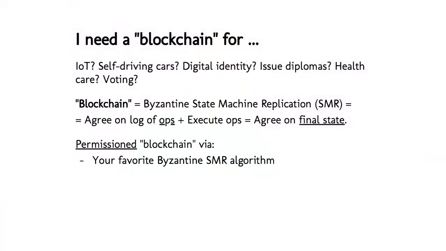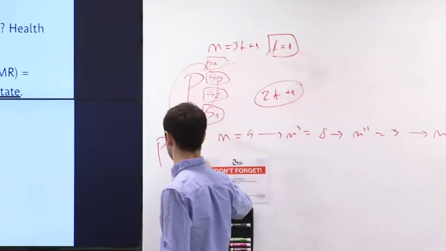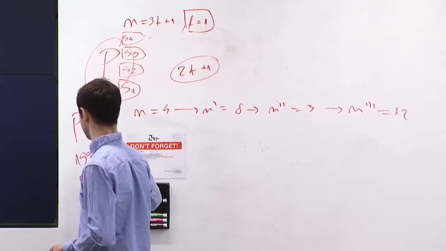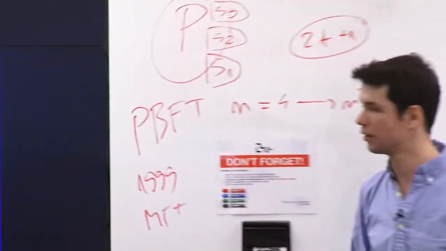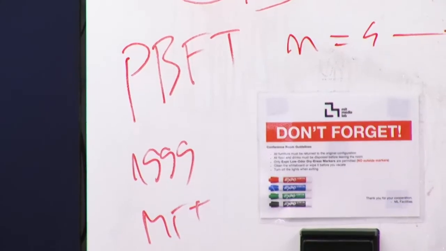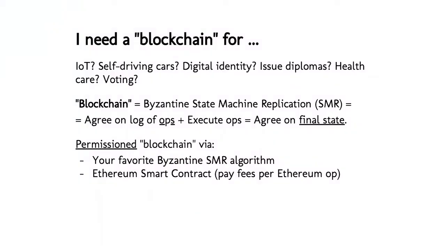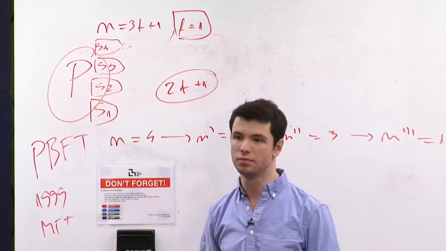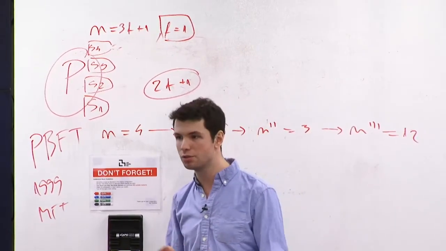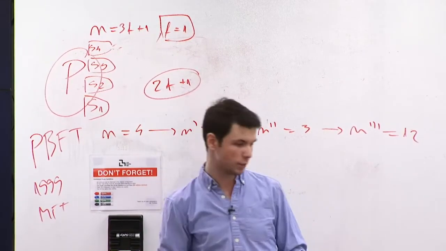So anyway, why am I telling you all of this? The reason is that if you want to do a permissioned blockchain for whatever reason, one way to do that is to use your favorite Byzantine consensus algorithm. That would be, let's say, PBFT. This was 1999 from MIT. So you could use that. You could have a lot of fun implementing it. Another thing you could do is take your program P and just give it to an Ethereum smart contract. And you know that the Ethereum smart contract, if the Ethereum security assumption holds, will do the right thing. It'll execute your program P correctly, right?